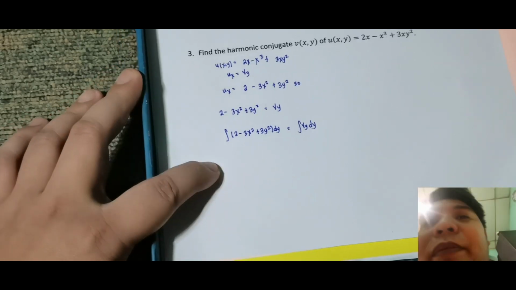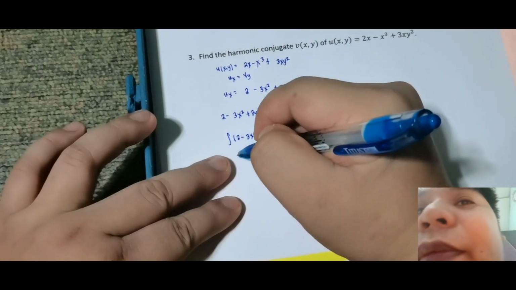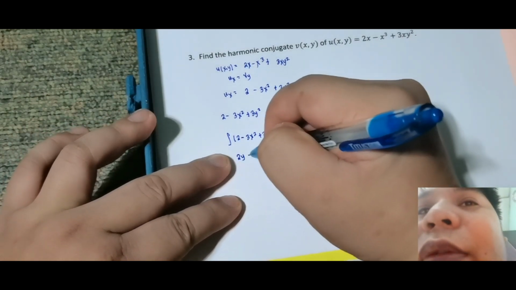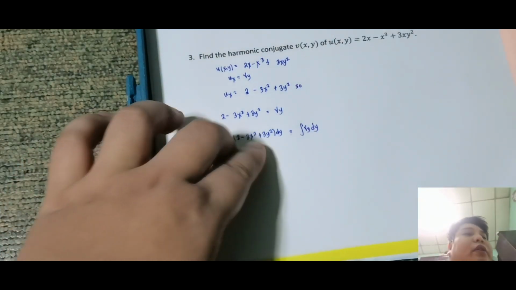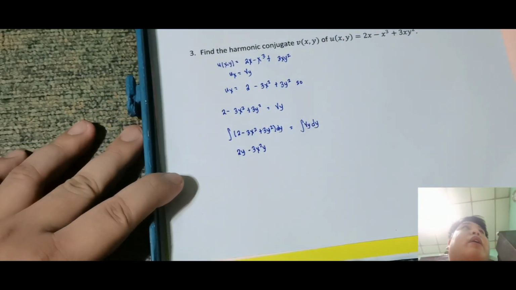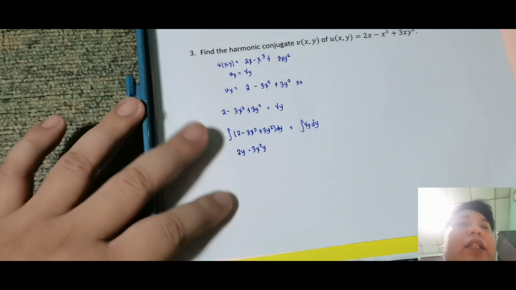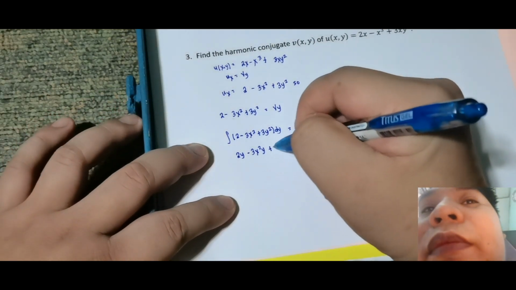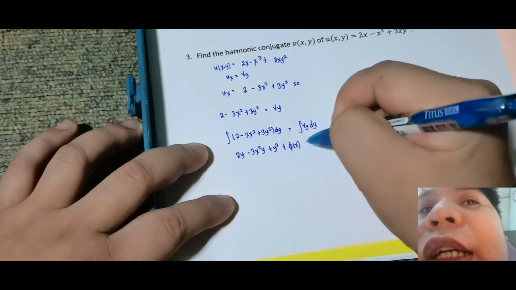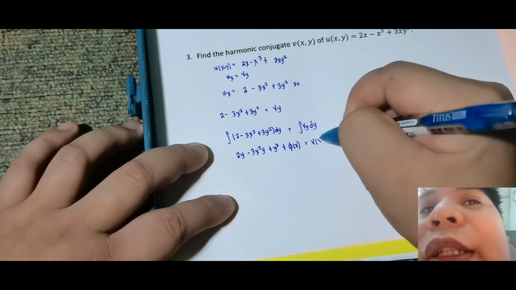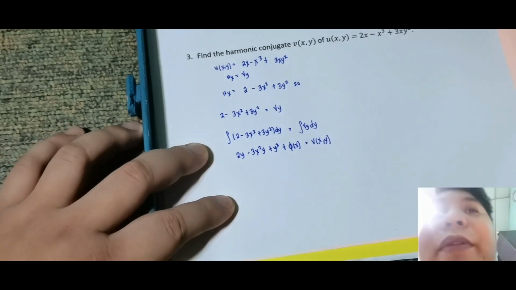So this is just 2y. Tama, no? This is 2y minus 3x squared y plus 3y squared, and the integral niyan is 3y cubed over 3. So cancel lang si 3, no? So that is plus y cubed, then plus p function of x. Huwag kalimutan. So ito yung ating v of x comma y.